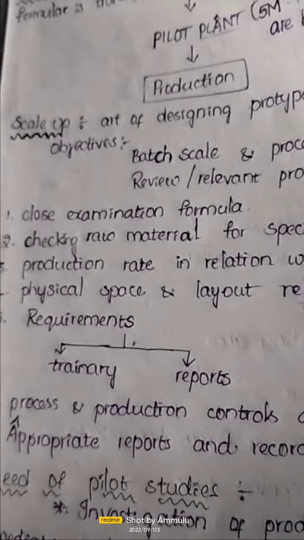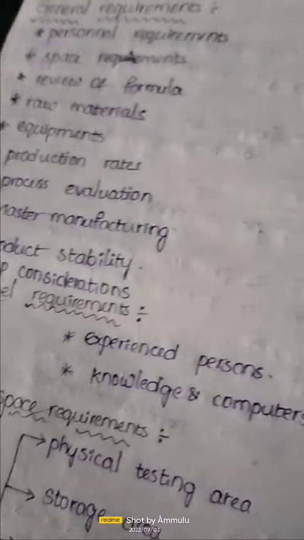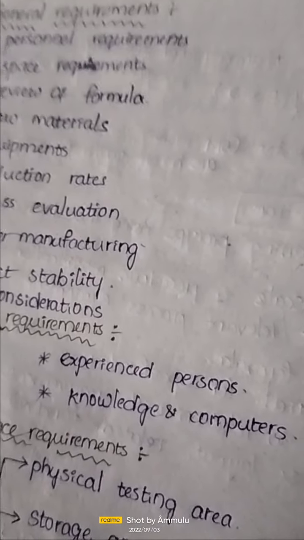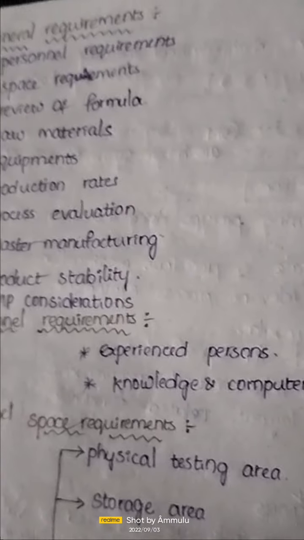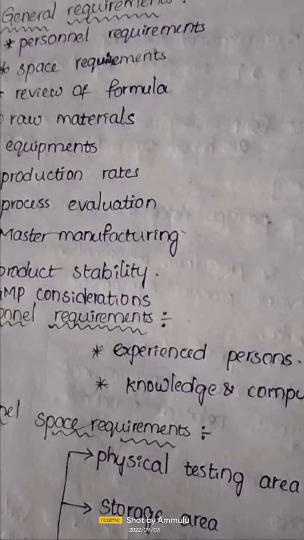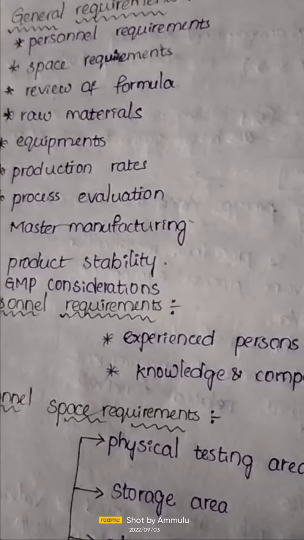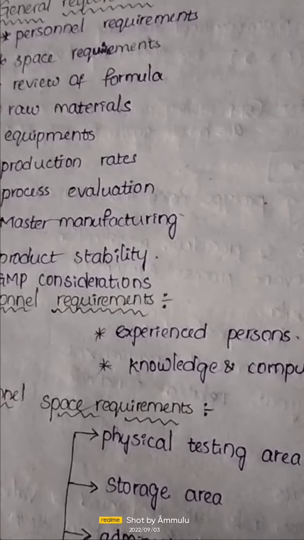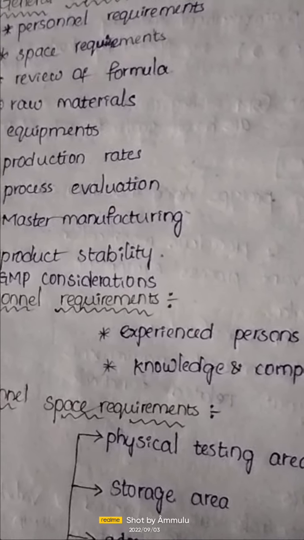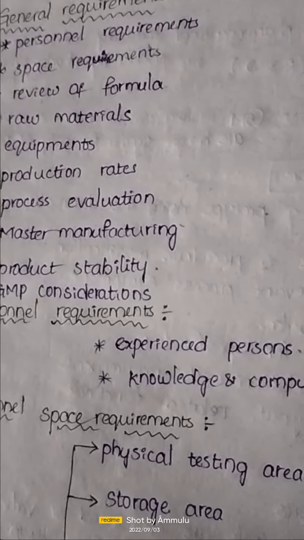When we move to the requirements, what are the requirements used in these pilot plant studies? The general requirements used in pilot plant studies are personnel requirements, space requirements, reviewing of formula, raw materials, equipments, production rates, process evaluation, manufacturing, product stability, and GMP considerations.